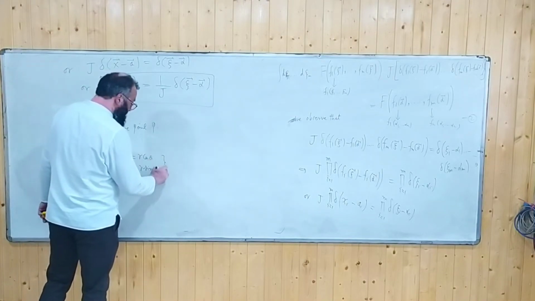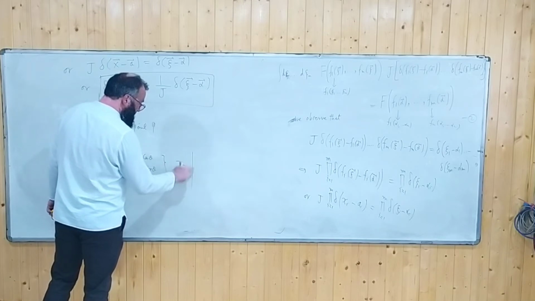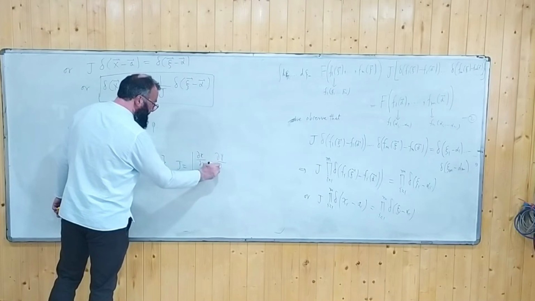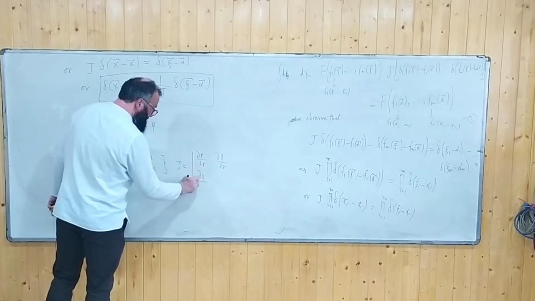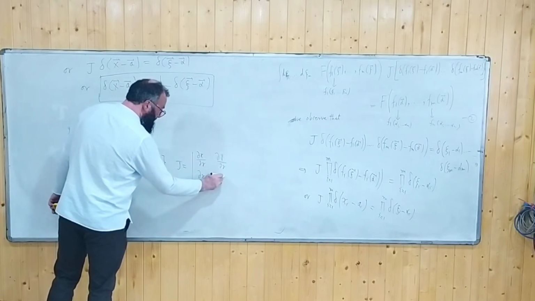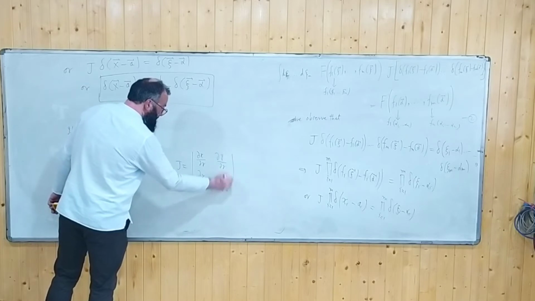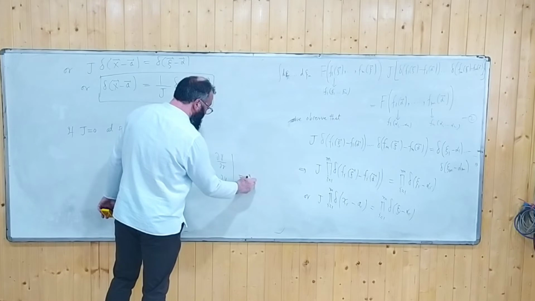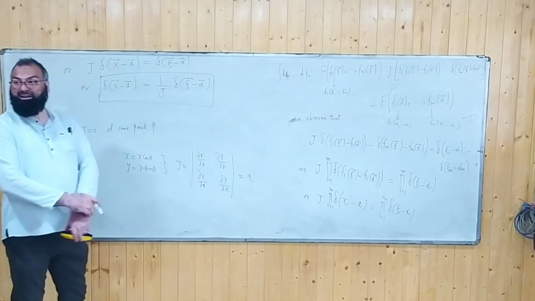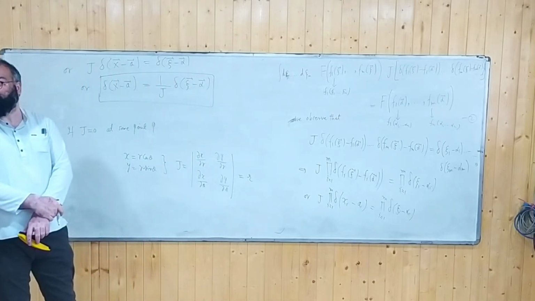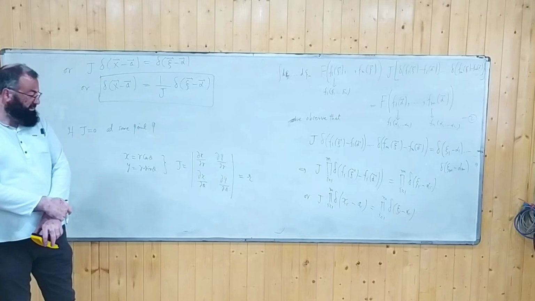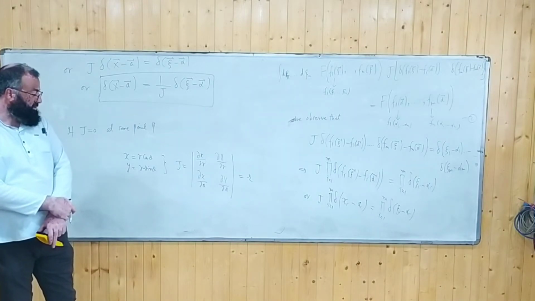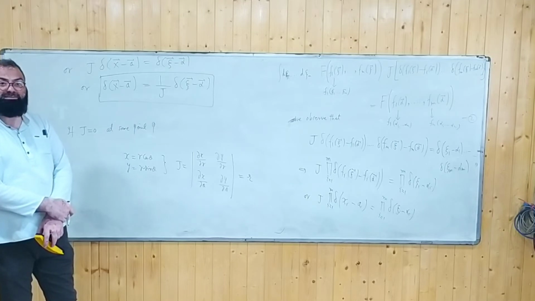So the Jacobian here is simply the determinant of partial x by partial r, partial y by partial r, and partial x by partial theta, and partial y by partial theta. So you just calculate it, and it will simply be equal to r, is it? So the Jacobian is simply proportional to r here. Okay. So where can the Jacobian become 0?